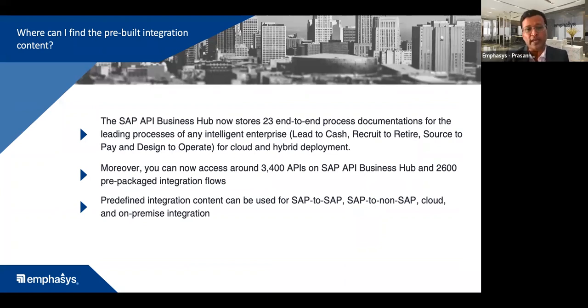So likewise, we have so many end-to-end processes, like lead to cash, recruit to retire, etc. Most of the extensive list of standard integrations that are used in various companies for various industries are all here. And we can definitely make use of that, be it SAP to SAP, SAP to non-SAP, on-premise, etc. Amazing. Amazing to think there's 3,400 different APIs available on the API Business Hub. It's incredible. And 2,600 pre-packaged flows.